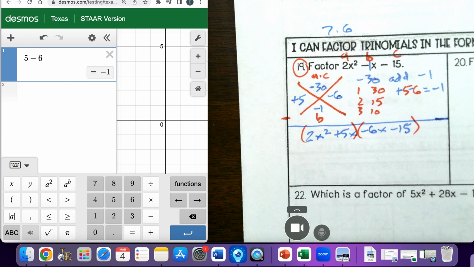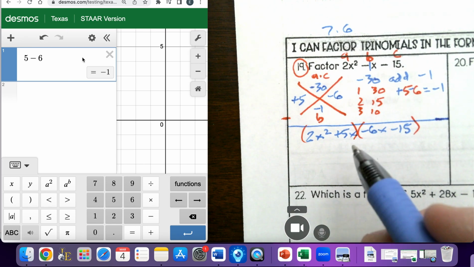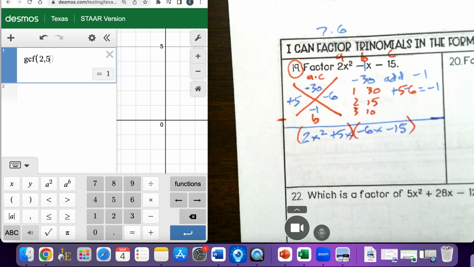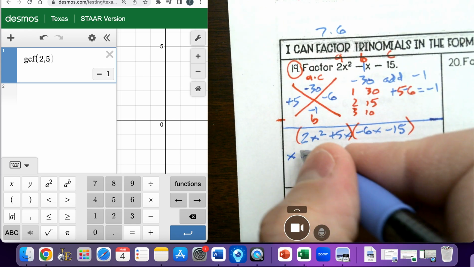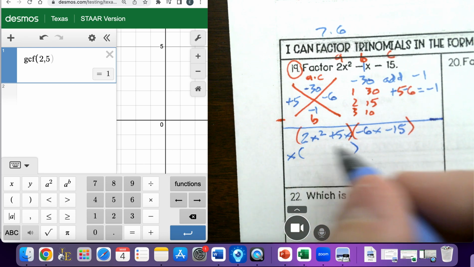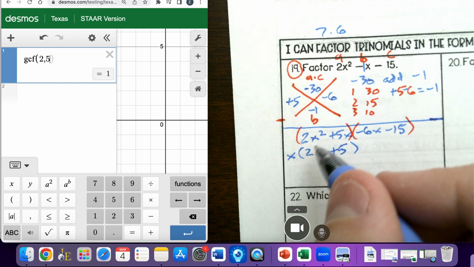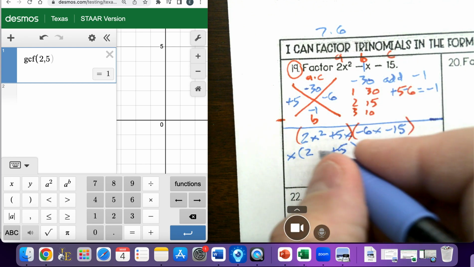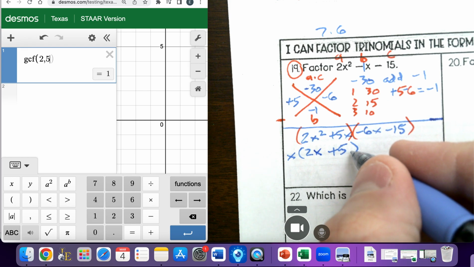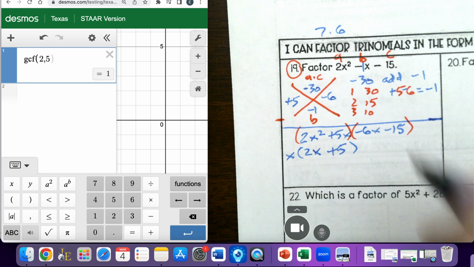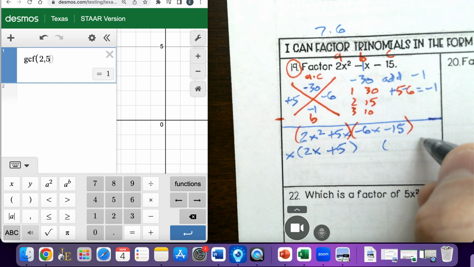So is there a greatest common factor of 2 and 5? Let's find out. So GCF of 2, 5, I get a 1. So I can't really factor out a number, but I can factor out an x here. And since I can't factor out a number, the numbers stay the same, but my x values decrease because I pull out an x here. So we're left with 1x here and then no x here, because x times 2x is 2x squared, and x times 5 is 5x. Now I can copy my 2x plus 5 down.